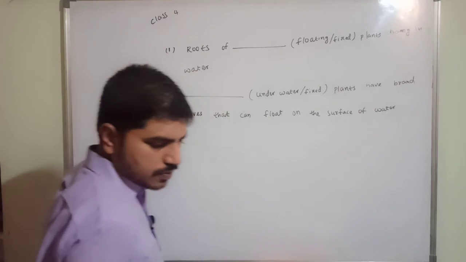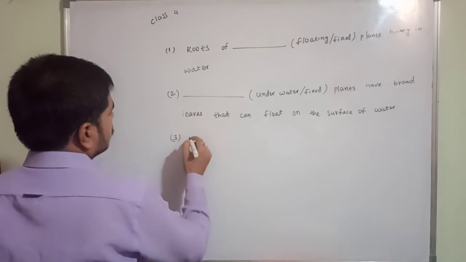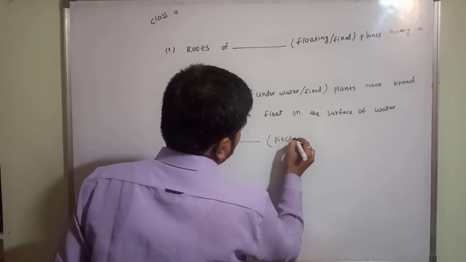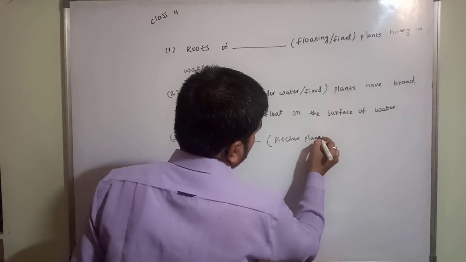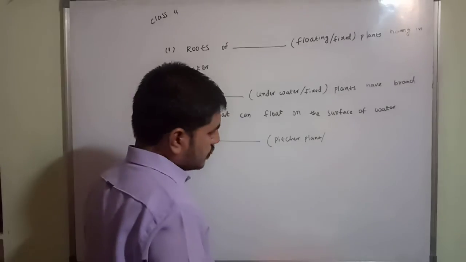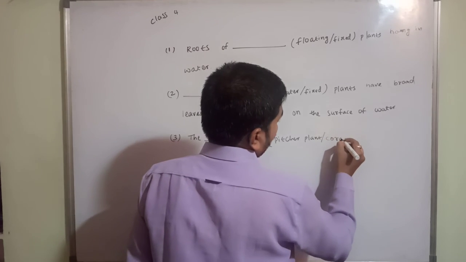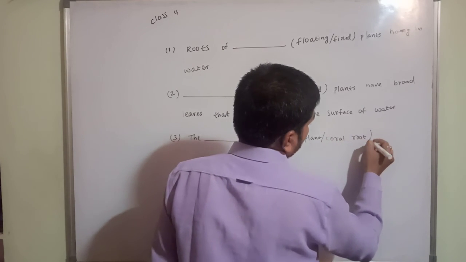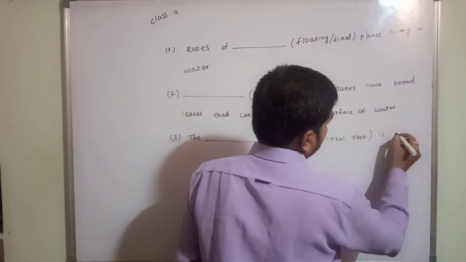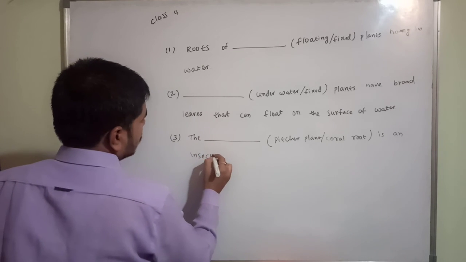And third question: the dash, pitcher plant or coral root, is an insectivorous plant.